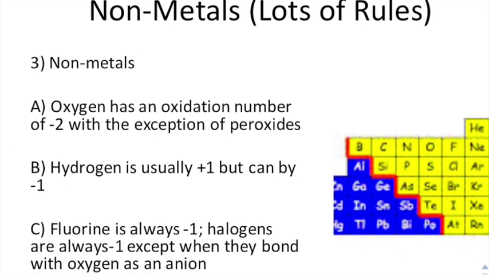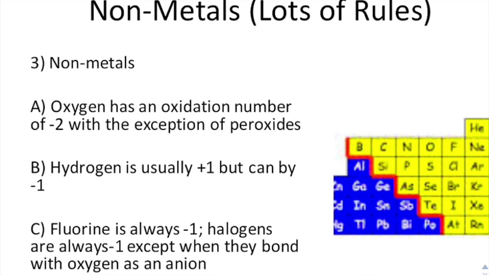Okay, for nonmetals, there's lots of rules. The very first thing you would tend to look at is fluorine, because fluorine is always -1. It is the most electronegative element. Because it's the most electronegative element, it will always be -1. Always, always, always.